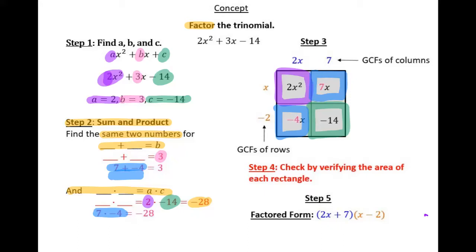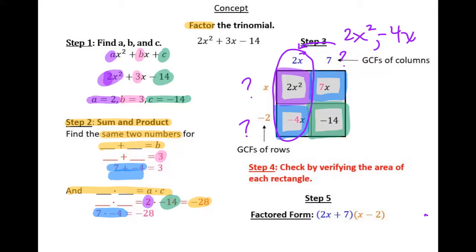We look at the GCF. So if I look at the first 2 boxes, I'm looking for the GCF between a 2x squared and a negative 4x. What would be the GCF? Well, the GCF is 2x. Okay? And then once you get the GCF, you look at 2x times what gives you a 2x squared, and 2x times what gives you a negative 4x, and an x times what gives you 7x. And then the last 2 corners should multiply to that negative 14.